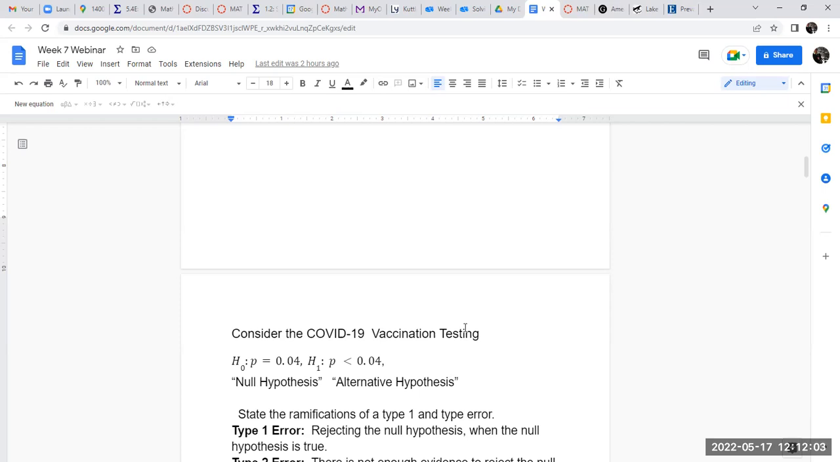I don't know if you thought about it, but the FDA has to approve the vaccination, right? How do they decide to approve the vaccination? Any thoughts? Don't they do those massive trials? Right, they do. So they do a trial.